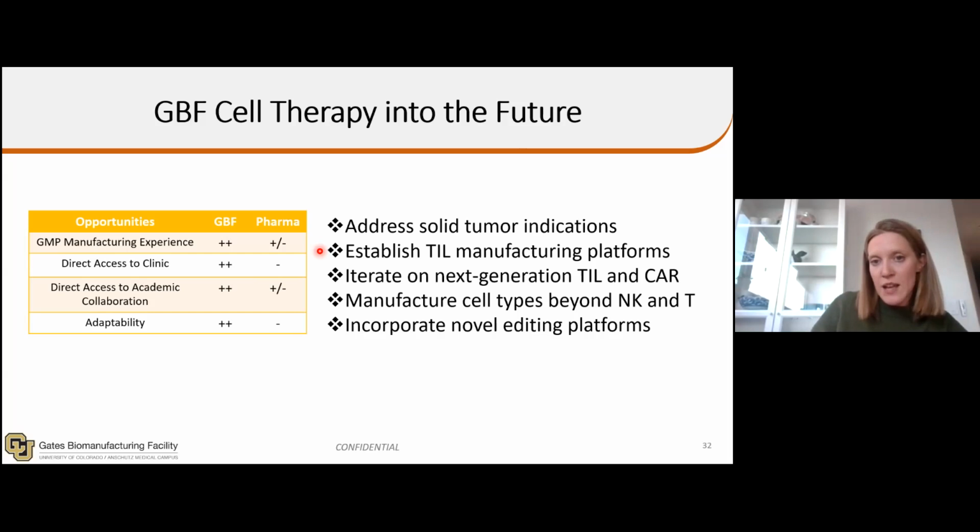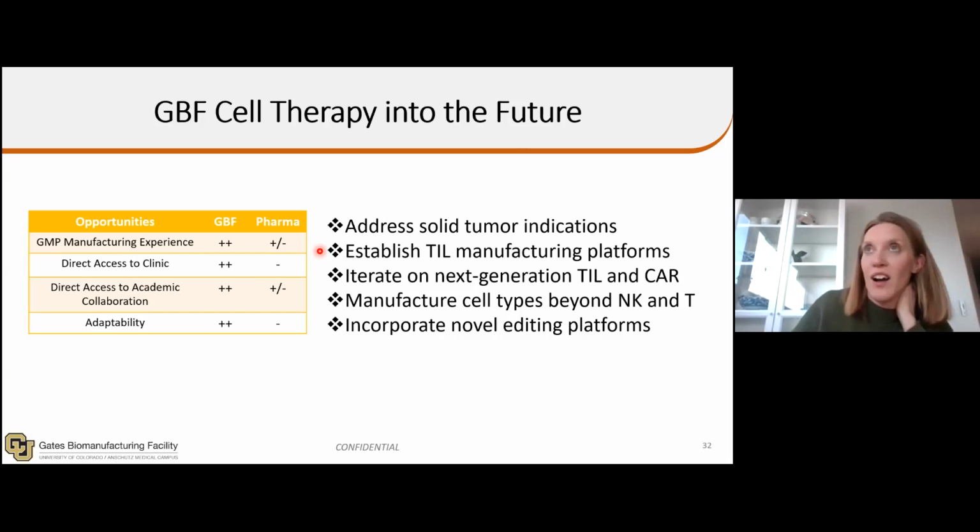TIL manufacturing, to a large extent, is really just going off of what Steve Rosenberg developed, I don't know, starting 20, 25 years ago. All the major centers are still just using his protocols. So I think there's a lot of space for advancing manufacturing. We want to iterate on next generation TILs, like through Eduardo's project, and through other next generation CARs like the 19x22. Manufacturing cell types beyond NK and T cells.